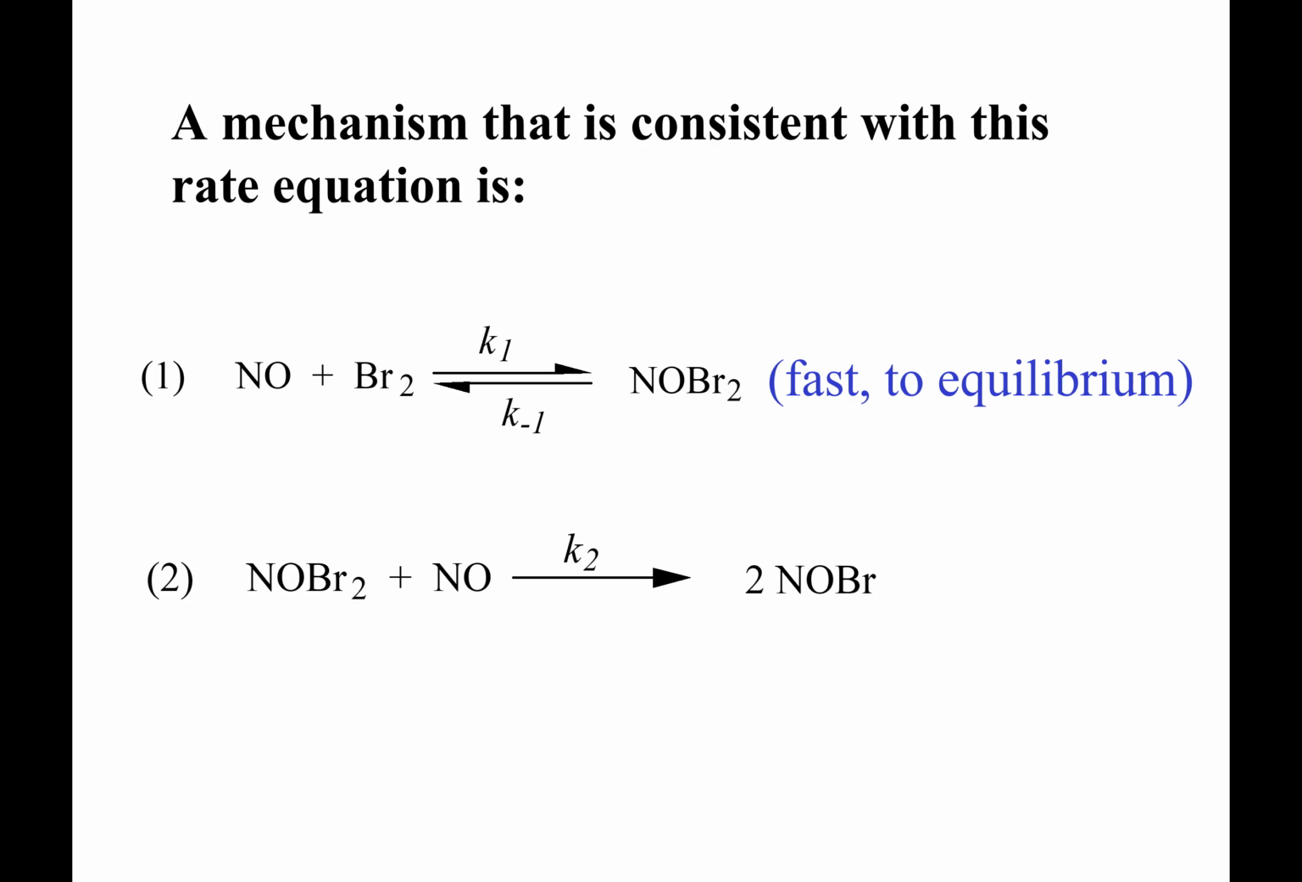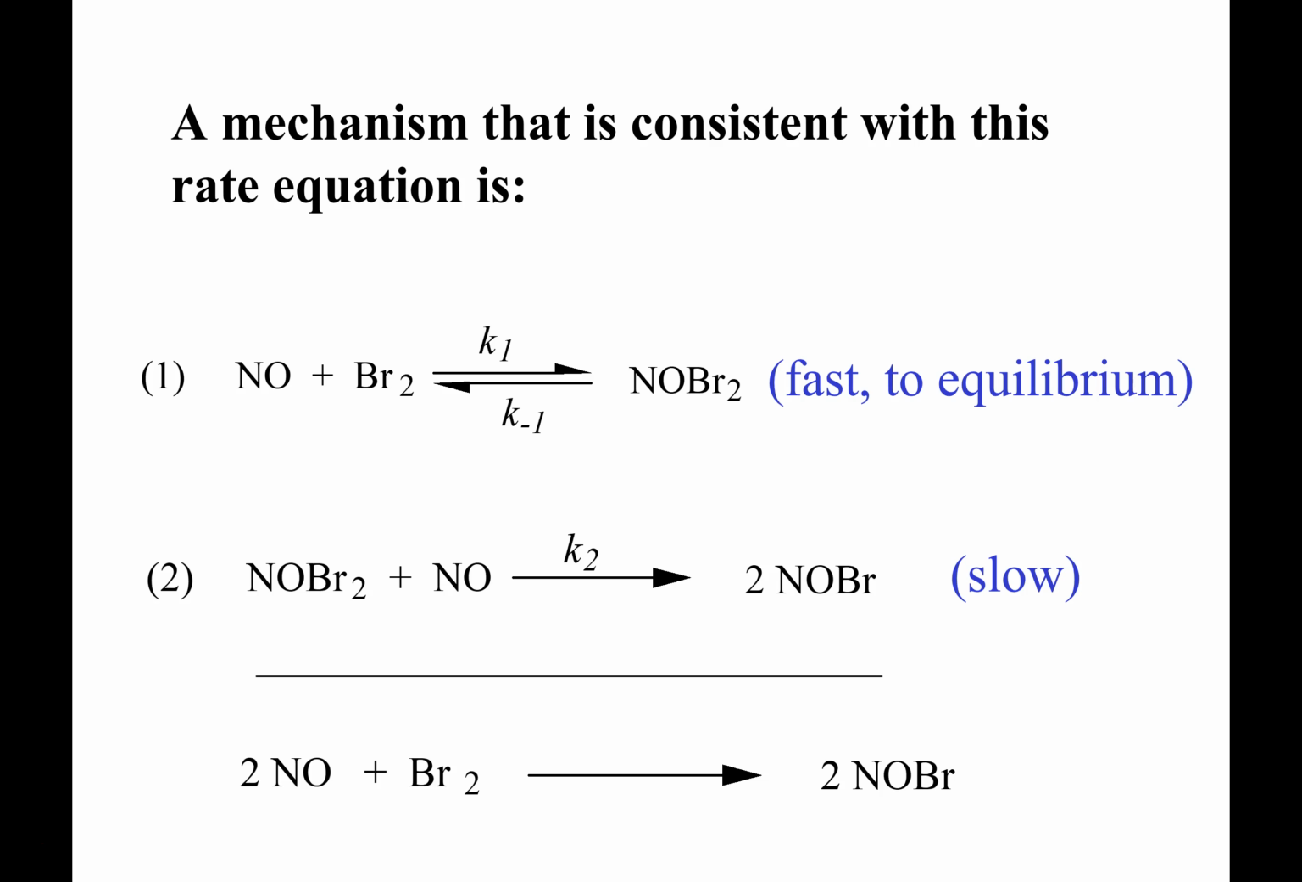So this is a proposed mechanism. These are our two elementary steps. Aren't they adorable? If we add them up, notice that the NOBr2 cancels. Then we get 2NO plus 1 Br2 goes to form 2NOBr. So one check on your mechanism is: do my elementary steps give my reaction of interest? The answer is yes.